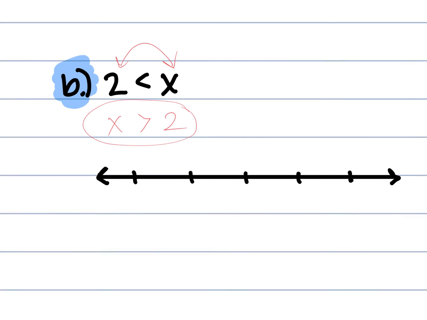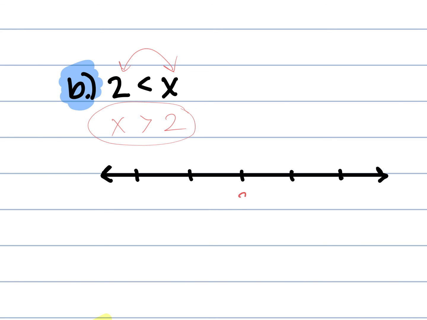So this is what we're going to deal with. Okay? What number goes in the middle of my number line? 2. What number goes to the right of it? 3. What number goes to the left of it? 1. Open or closed circle? Open. Why? There's no equal sign. And are we shading to the right or to the left? To the right. Is it making sense?